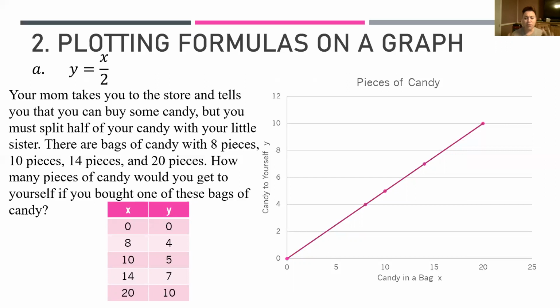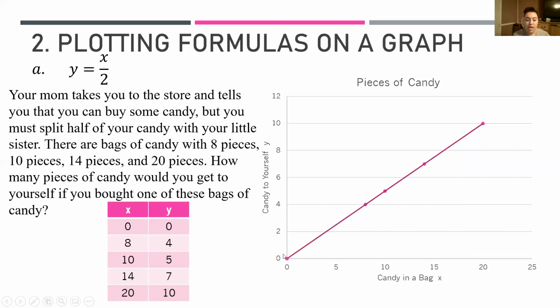So, if you bought 0 bags of candy, you would get 0 pieces of candy to yourself because there'd be no candy to split in half. If you bought the bag that had 8 pieces, you would have to give out half, and that would give you 4. 10 pieces would give you 5 to yourself, and the other 5 would go to your sister. 14 would give you 7, and then 20 would give you 10. So over here, now we have it plotted on a graph.